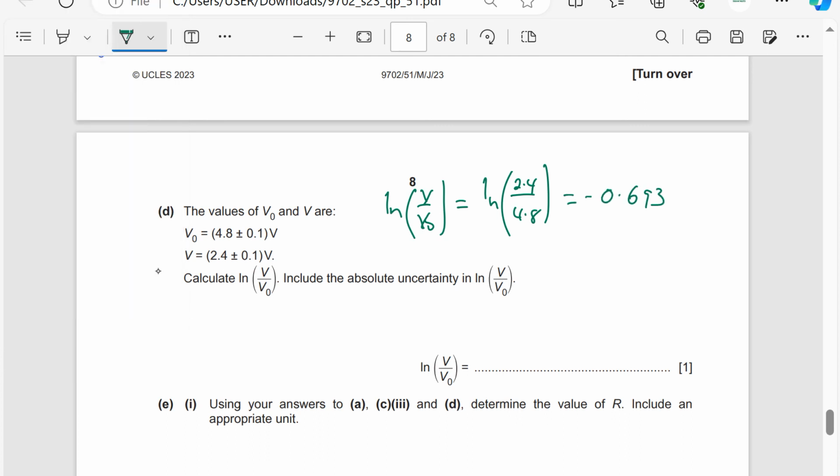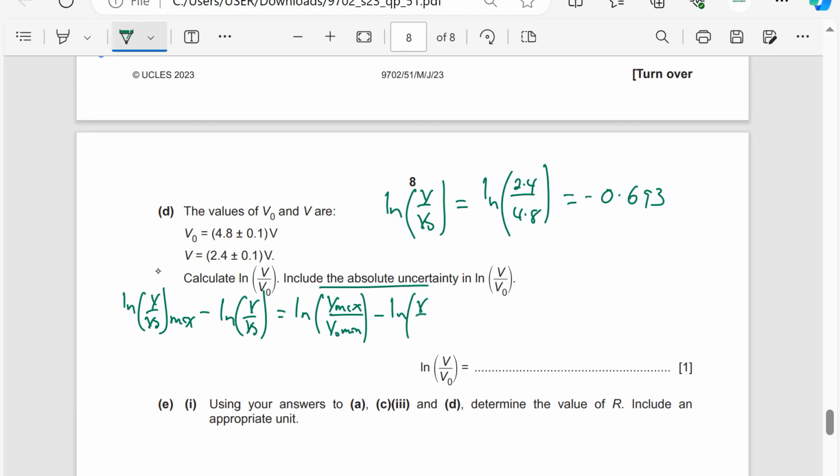Then because I have to include the absolute uncertainty, I must be very careful here. There are several ways of doing this. I'll just choose a few. You could say ln of v over v naught maximum minus ln of v over v naught. How will I make v over v naught maximum? V should be maximum while v naught should be minimum, to make the fraction maximum. Then minus ln of v over v naught, which is minus 0.693.